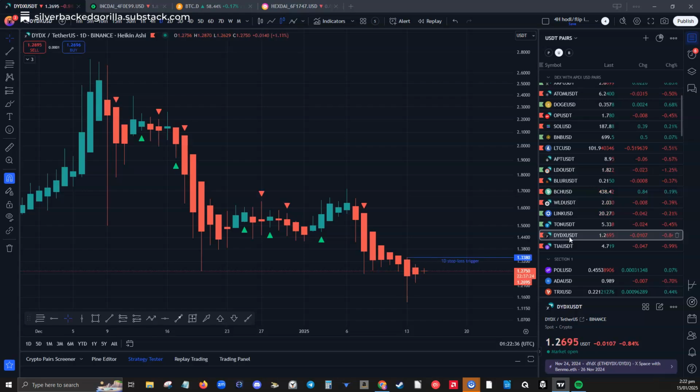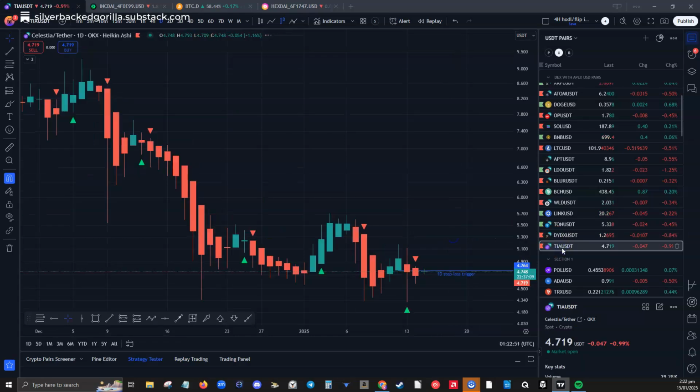DYDX is still short, and I would adjust the stop loss down if you are already in it, or be short if you are going into it. 1.3065 is the stop loss level.